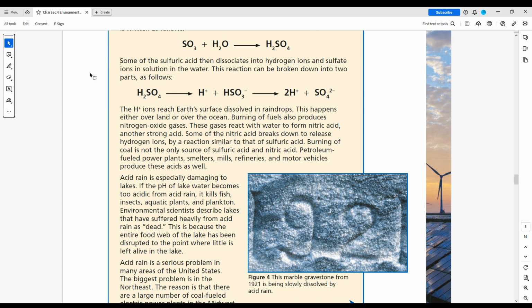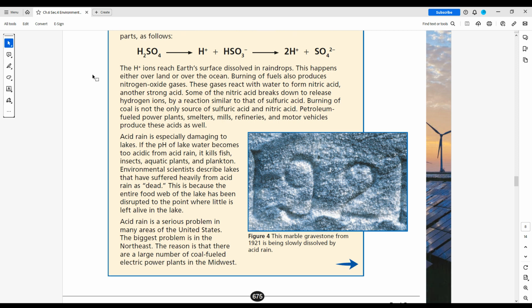Some of the sulfuric acid then dissociates into hydrogen ions and sulfate ions in solution in the water. This reaction can be broken down into two parts as follows. The hydrogen ions reach Earth's surface dissolved in raindrops. This happens either over land or over the ocean.